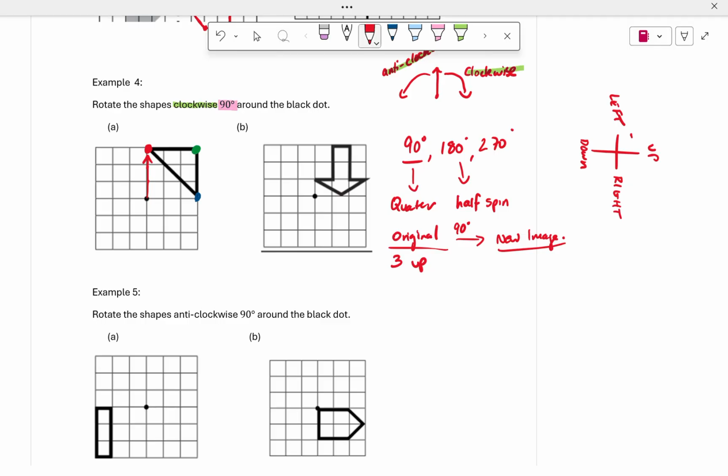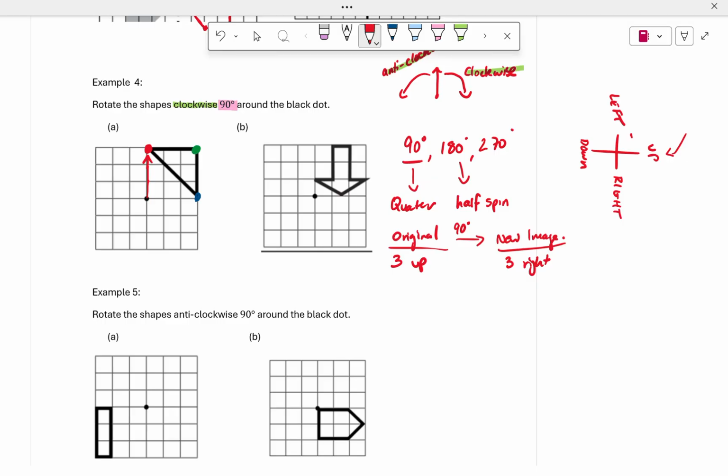So now how would you then describe what we had before for this red point here of 3 up? Well, up is now to the right. So 3 up would now represent 3 to the right. So I'm using what I've got over here: up is now pointing to the right.